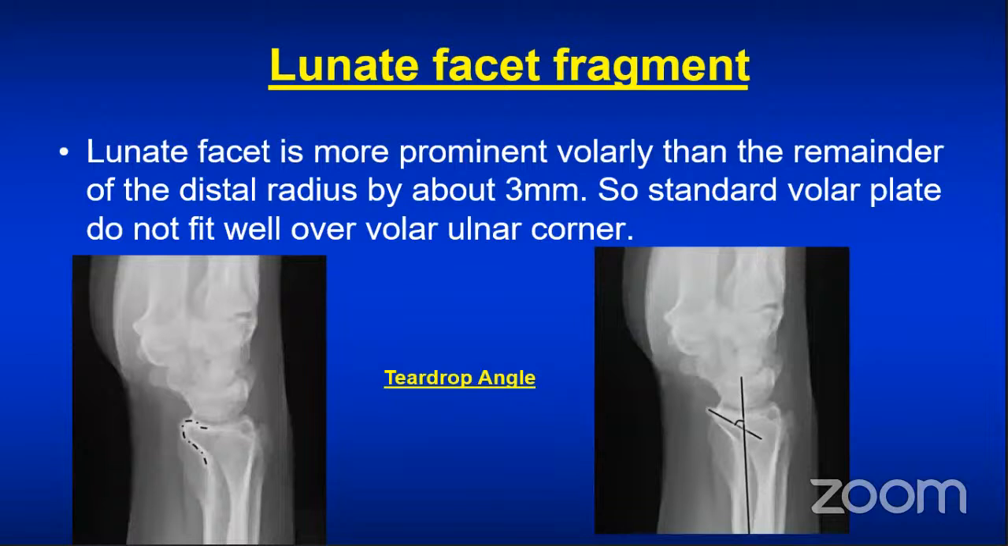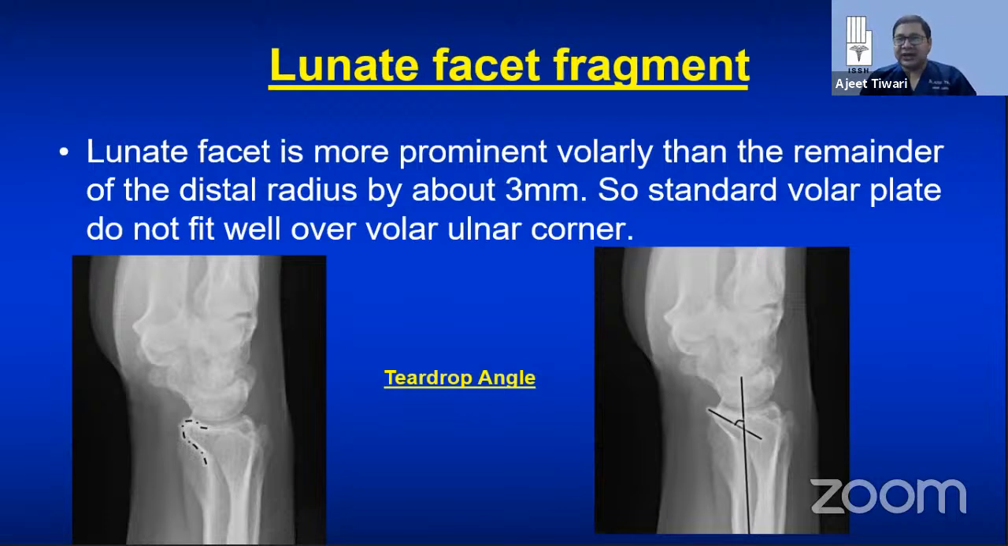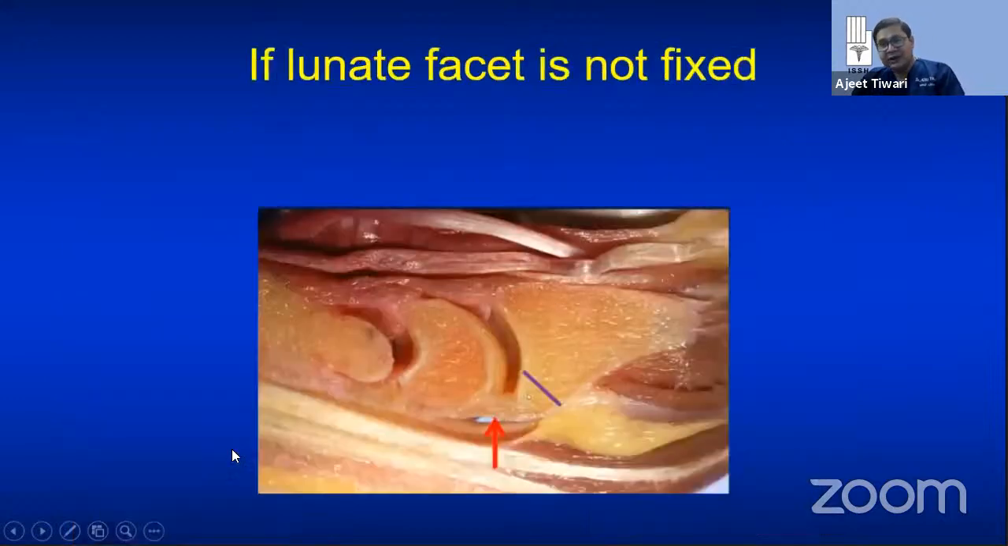Why have I told you so many times about the lunate facet fragment? Why is this facet fragment important? I'll tell you. The lunate facet is more prominent volarly than the remainder of the distal radius by about 3 millimeters. So a standard volar plate does not fit well over the ulnar column. This is the teardrop angle I was talking about. It basically corresponds to the volar lunate fragment.